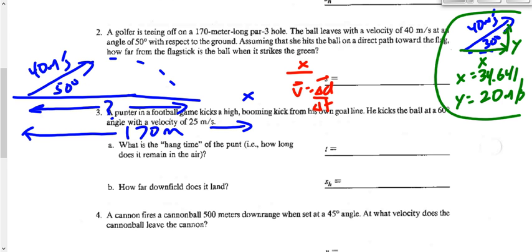The x component of the velocity is what? Ireland, what's the x component of the velocity? 40, 34, or 20? Good. 34.641 meters per second. The displacement we do not know. It's not 170, unless we get lucky, unless we get a hole in one, and the ball goes right to the pin. The time we also don't know.